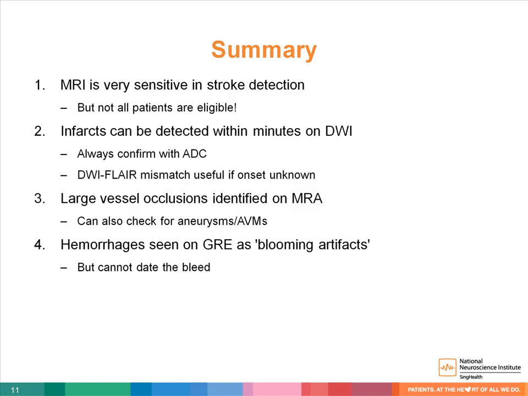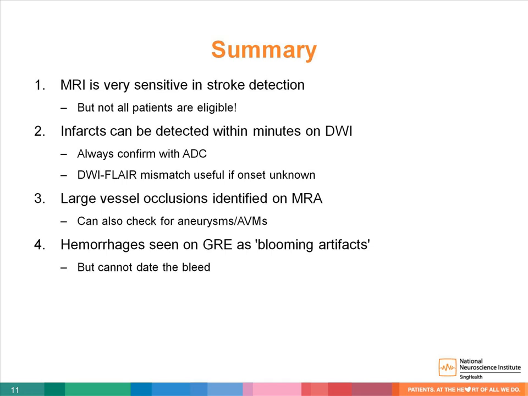In summary, MRI is able to diagnose stroke from onset and differentiate between ischemic and hemorrhagic causes. To undergo MRI, patients must not have any incompatible implants and be able to keep still for the duration of the scan. DWI can detect an infarct within minutes of onset time. DWI images should always be viewed with the corresponding ADC. FLAIR is useful in wake-up and unwitnessed strokes, as a DWI-FLAIR mismatch may act as a surrogate marker for onset time.